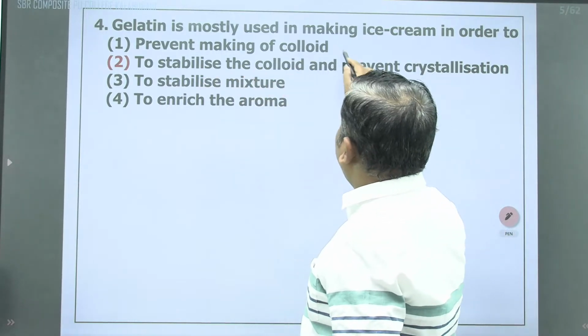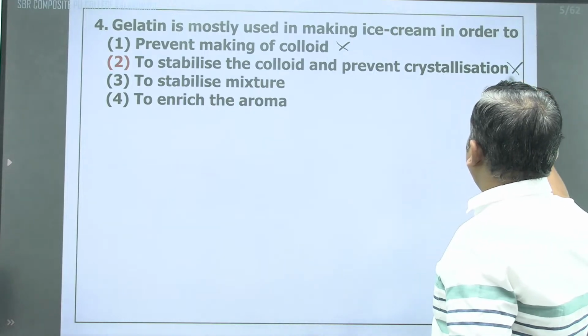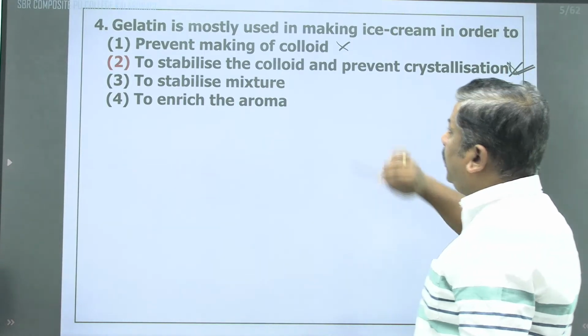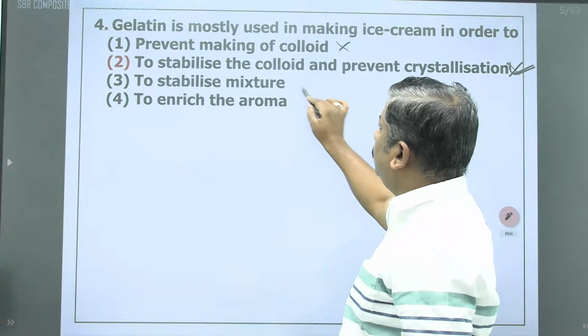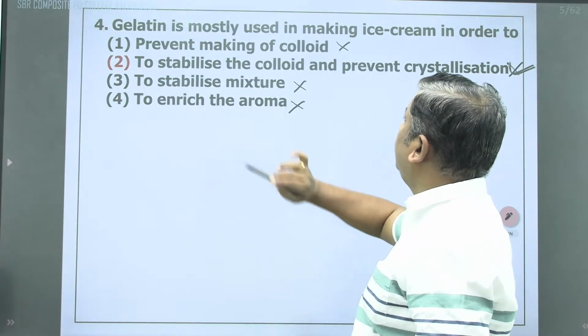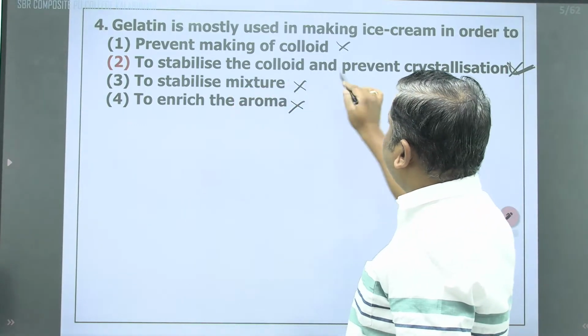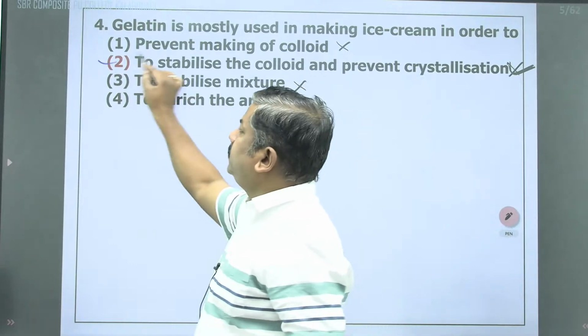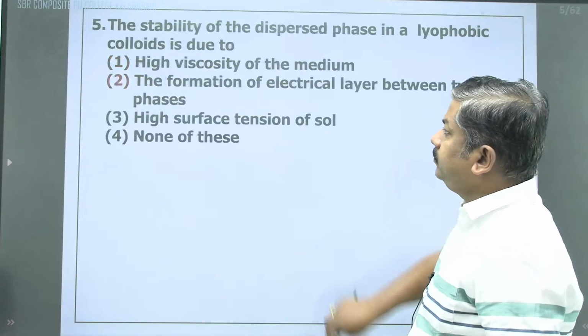Preventing the making of colloid is not correct. Stabilize the colloid and prevent crystallization. It undergoes the process of coagulation easily. To prevent that coagulation, we add a certain amount of gelatin to stabilize the mixture. To enrich the aroma is incorrect. The only correct option is to stabilize the colloid and prevent the process of crystallization. So the second option is correct for this question.